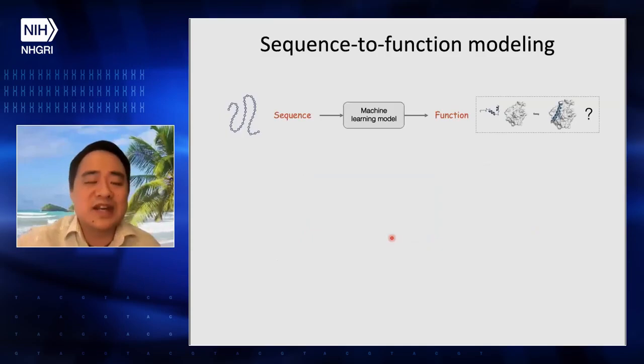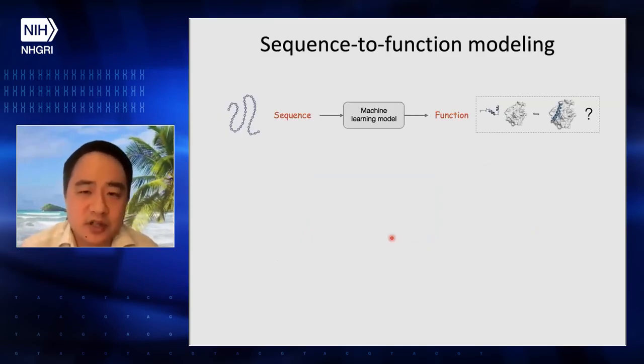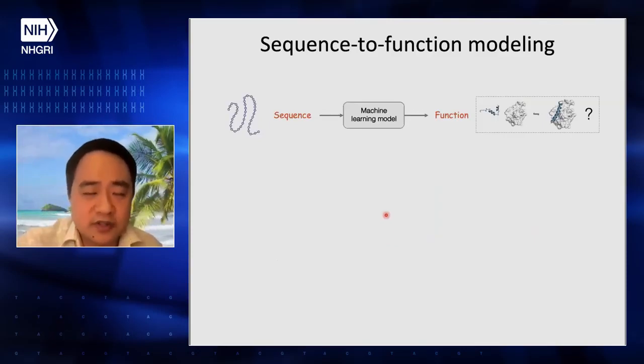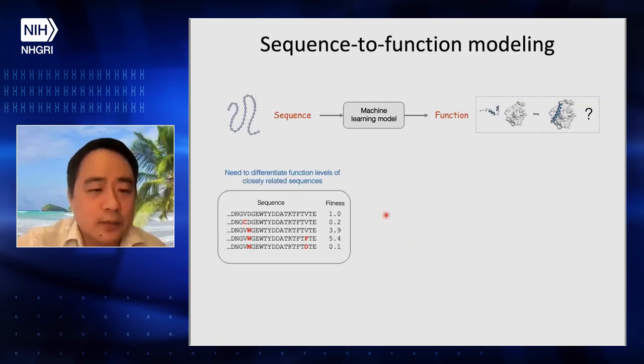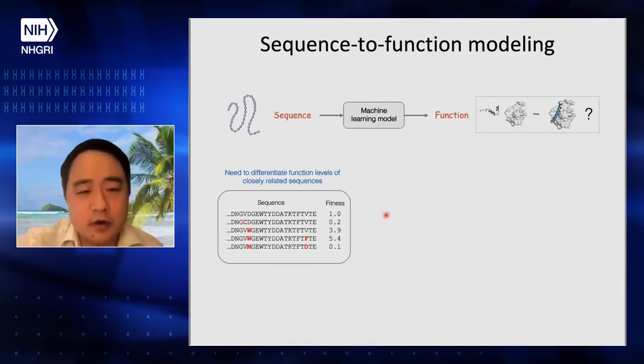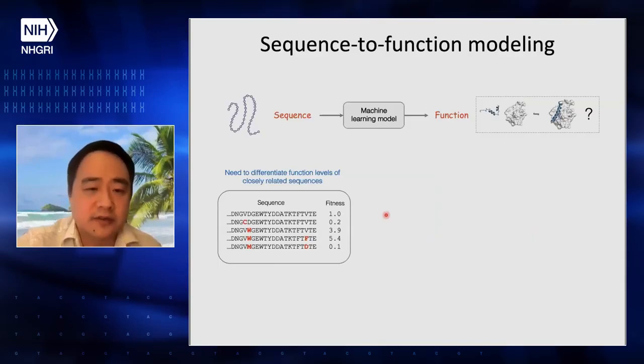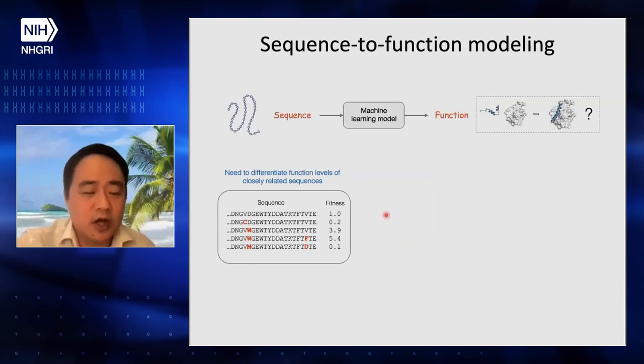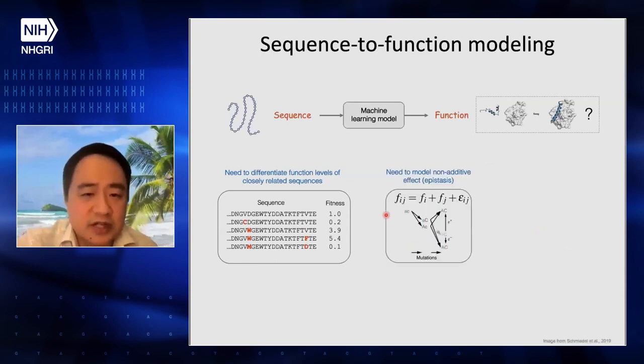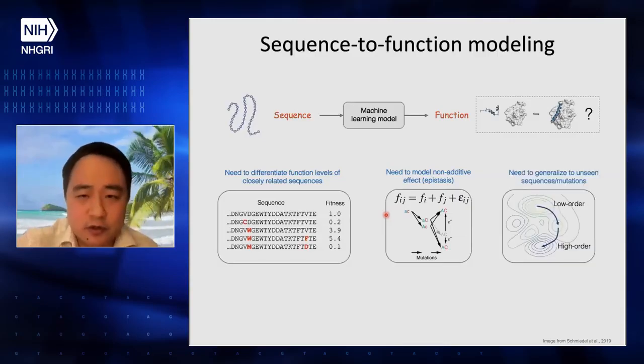So what do we need to build to have such a model from a machine learning perspective? Essentially, we want a model that takes a sequence as input and gives an output, which is a function value. There are some requirements for a model that is useful for function prediction. For example, we need the model to be sensitive enough to differentiate the function level of very similar sequences, because sometimes introducing an important residue will completely change the function. We also need to model the non-additive effect, epistasis, where changes of different residues may have interactions. And we need the model to generalize to unseen sequences and mutations.